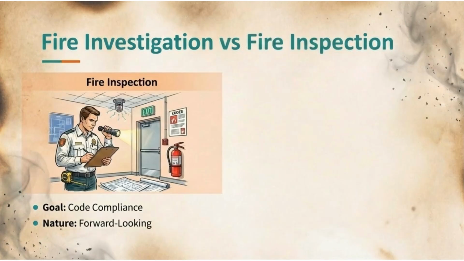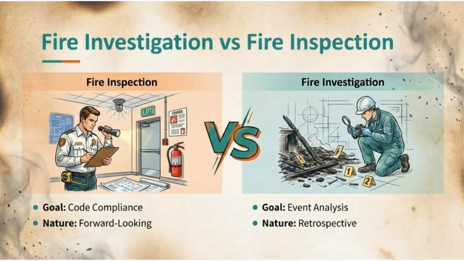Fire inspections are forward-looking and focus on code compliance and hazard reduction. In contrast, fire investigations are retrospective and focus on analyzing a specific event. Inspectors look for violations. Investigators look for evidence that explains what happened during a fire event.